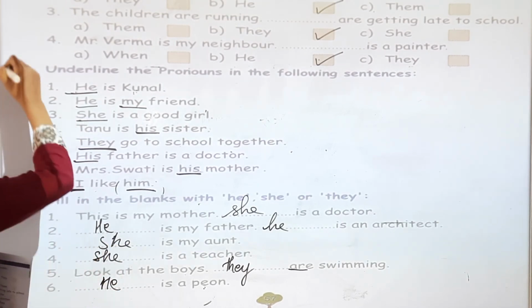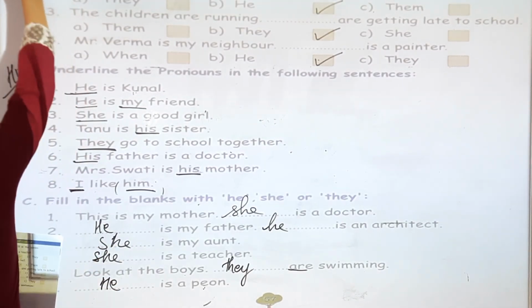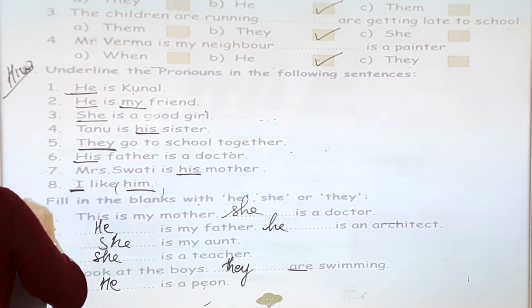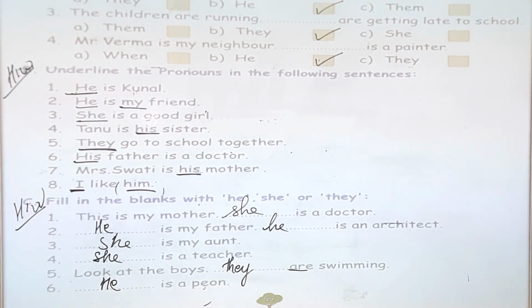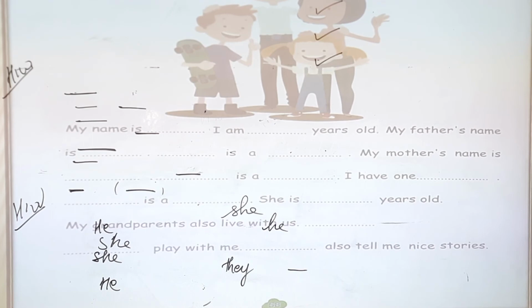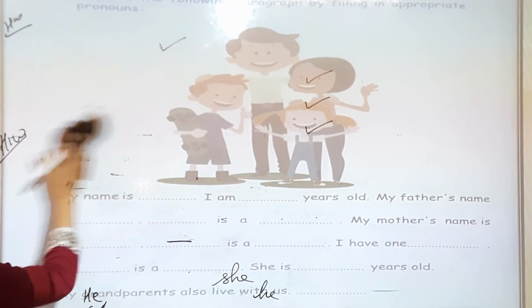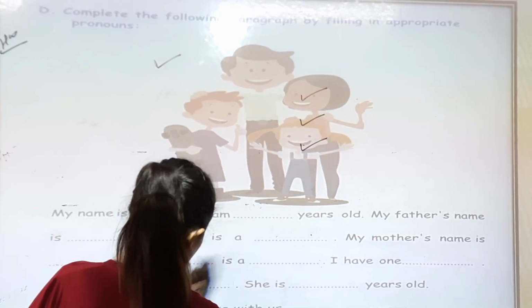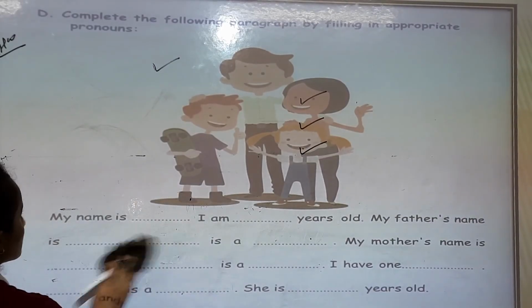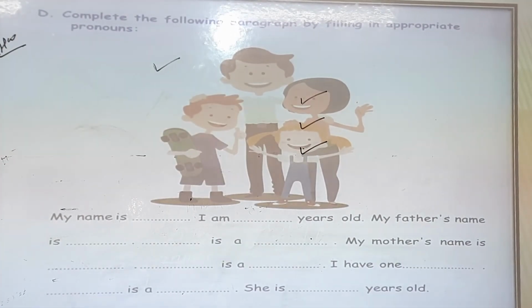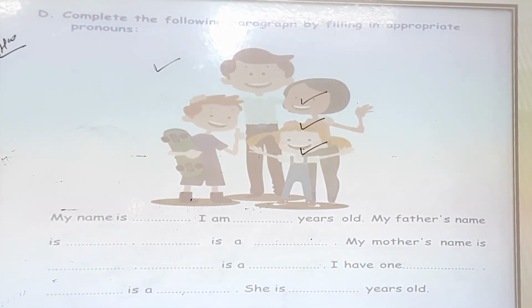So this is the homework. Exercise A, exercise B and C. Do this in your copy. On the next page you can see, complete the following paragraph by filling in the appropriate pronoun. So you have to complete this.